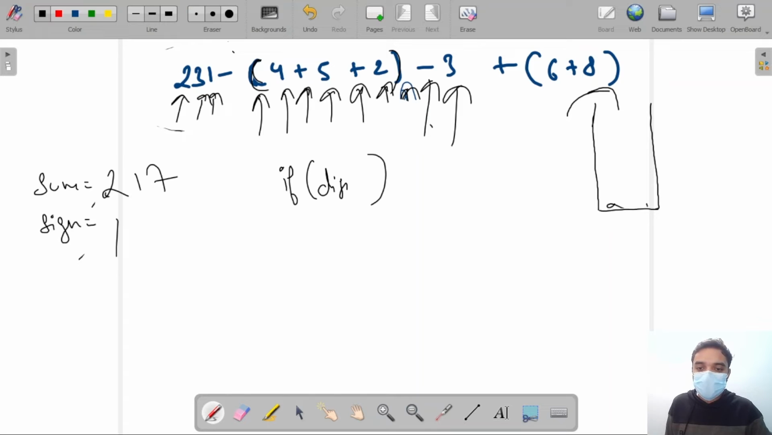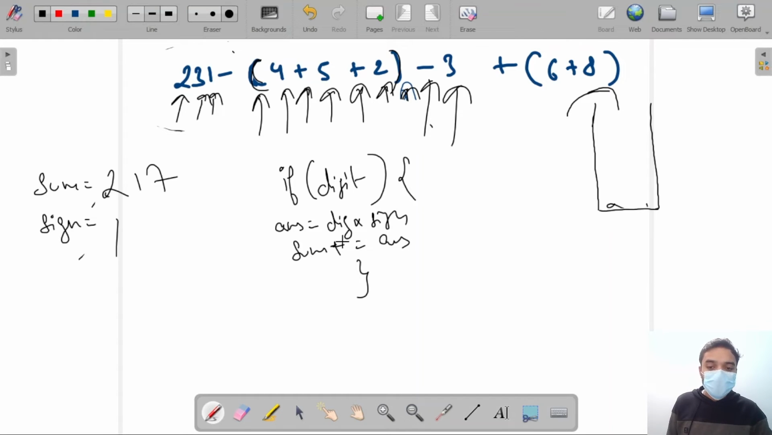Fine. If I am getting a digit, what I have to do is first multiply my digit with sign, and update my sum with that answer. It is plus equals to whatever my answer is. Fine, so I have to update this.